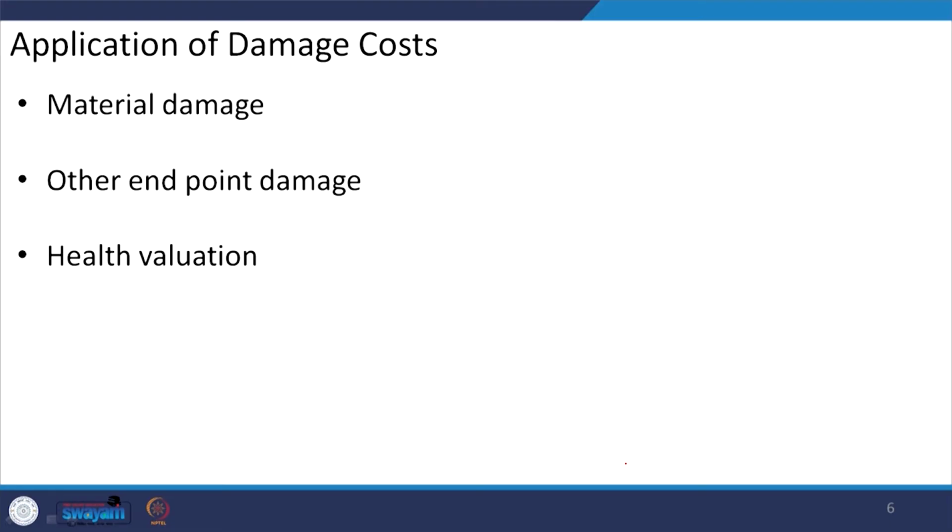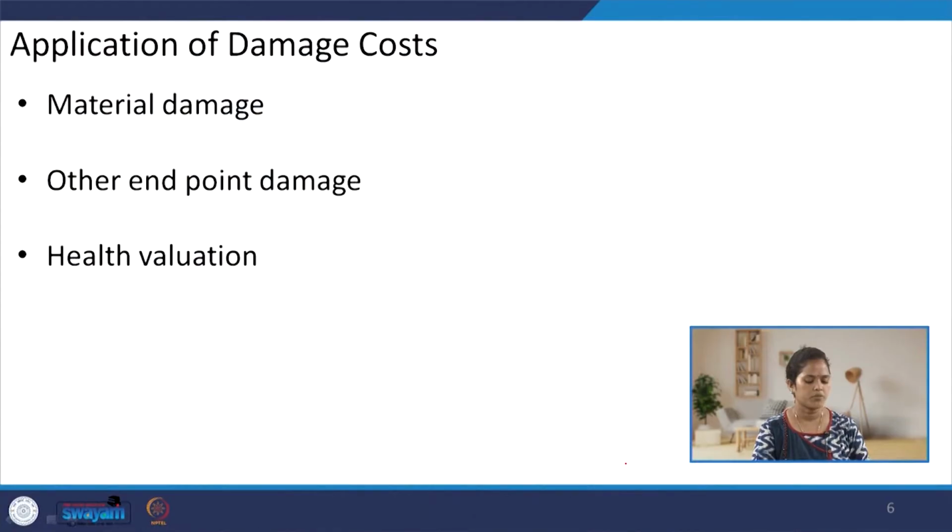Now let us understand the applications of the damage cost method. We can apply this method to materials and damages. If some environmental changes occur, how have the materials reduced in value, or what kind of physical damage has occurred to the materials because of these environmental changes, let us take pollution itself. We can also apply this method for other endpoint damages. It may be some other materials, and we can also apply this damage cost method in health valuation because of the change in pollution.